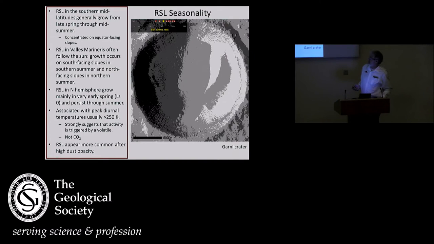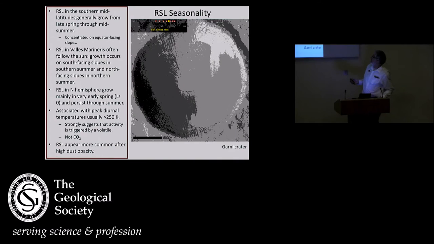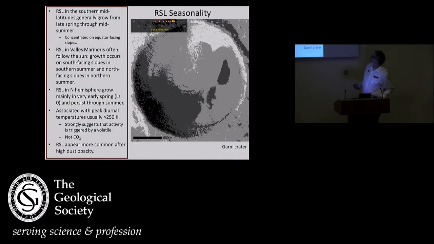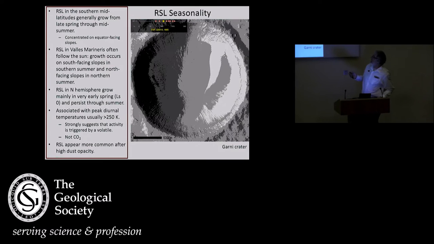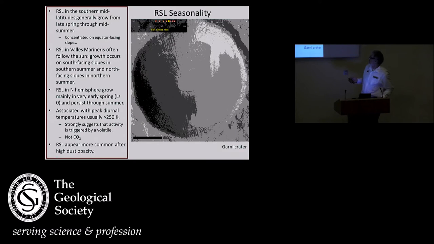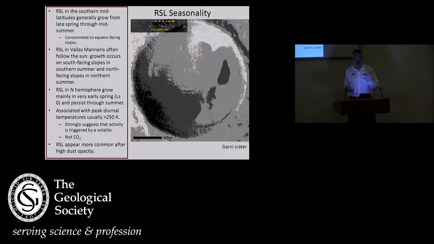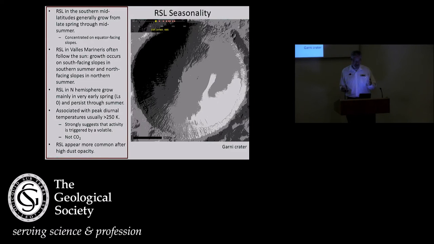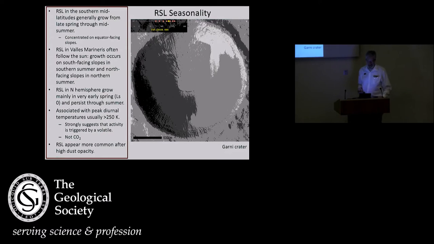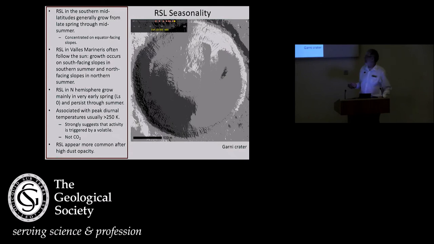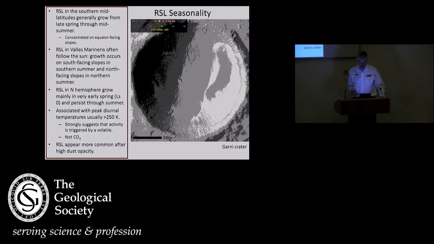In Valles Marineris, equatorial regions, they often follow the sun, and that's what this GIF shows. When the sun is to the south, they're active on the south-facing slope. When the sun is to the north, they're active on the north-facing slope. So it's the slope getting the most illumination is where they're active. And this repeats around the year. You can tell what the season is by looking at an image of this crater.